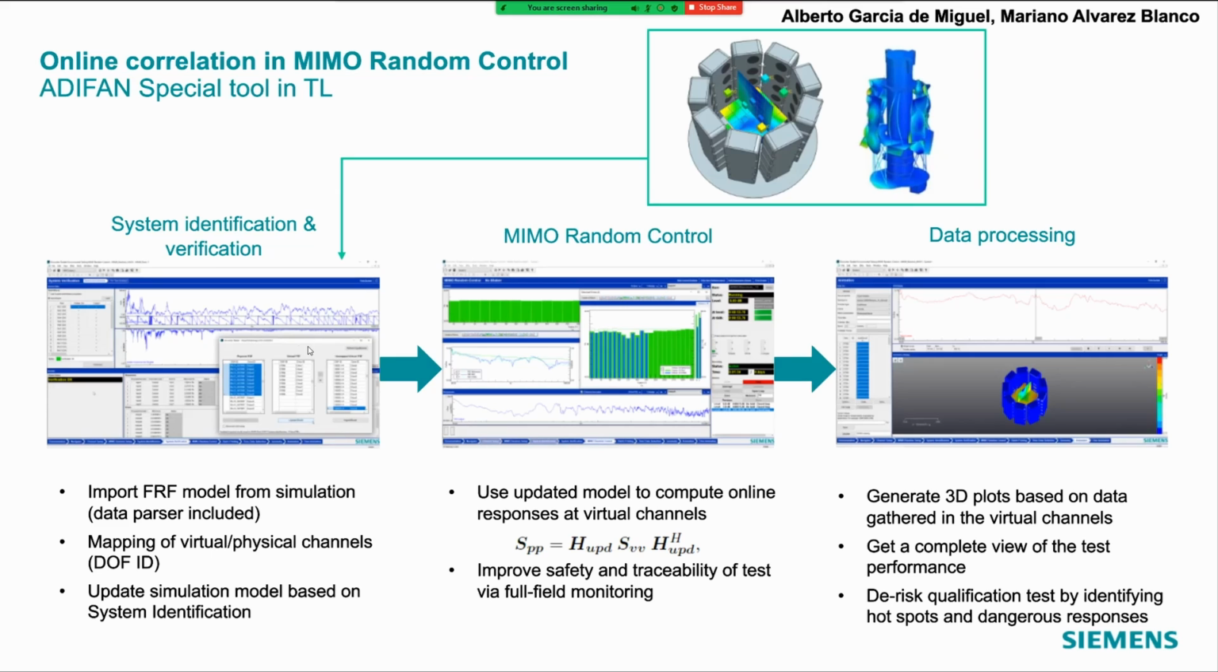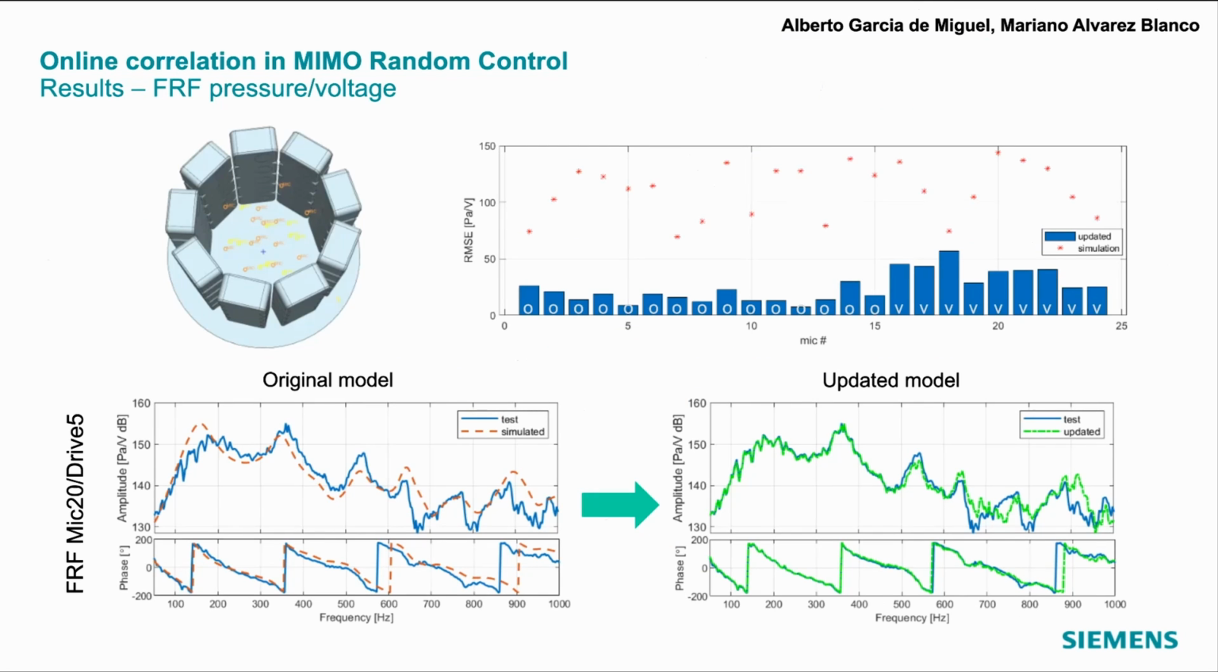When you have this updated model, of course, you can run your experimental tests. And then at the end of the test, during the post-processing, you can see the complete view of the acoustic full field response. Okay, and here you have the comparison with and without the model update. So basically you have your simulation. Of course, your simulation model is not able to capture everything. So when you do the experimental system identification and you update the model, then of course your test is much more accurate.